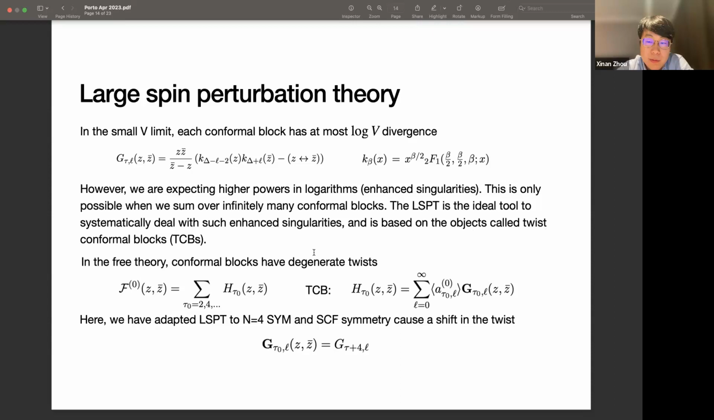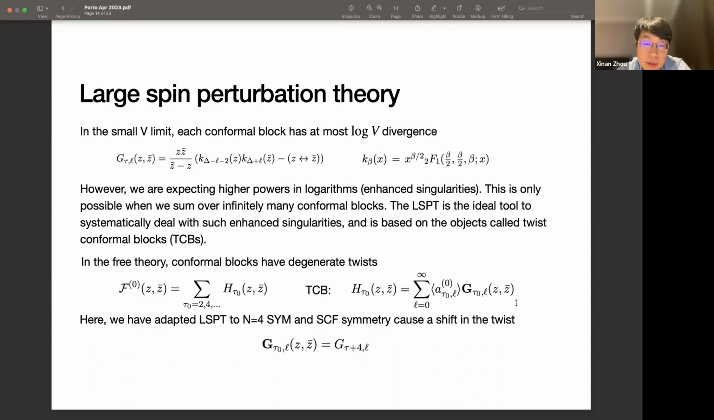The idea of these twist conformal blocks is as follows. In the free theory, if you do a conformal block decomposition, you find that the operators appearing have degenerate conformal twists. So the conformal block decomposition, you can write as a sum over conformal twists. In doing so, you have already summed over the spins, and you define some object h of a certain twist, which is called a twist conformal block. Basically, you just take the free theory OPE coefficients and you have a sum of conformal blocks over the spin l.